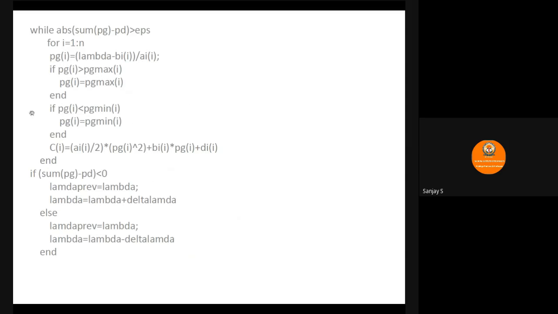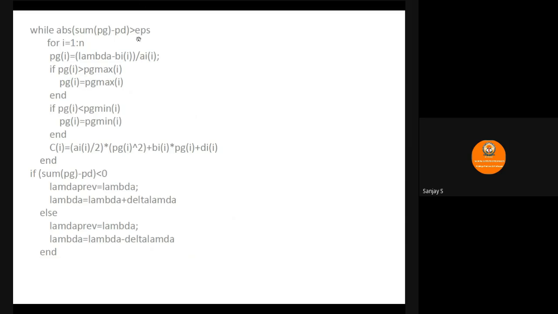Now starts the loop. While absolute of sum of Pg minus Pd is greater than EPS, it is checking for the power balance condition here. You very well know that Pg is equal to Pd plus losses. Total generation is equal to total demand plus losses. That is your power balance equation. Since losses are not there in this part of the program, Pg will be equal to Pd. So Pg is equal to Pd means Pg minus Pd will be equal to 0.